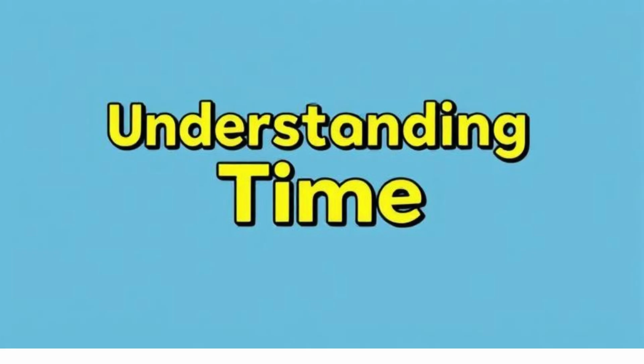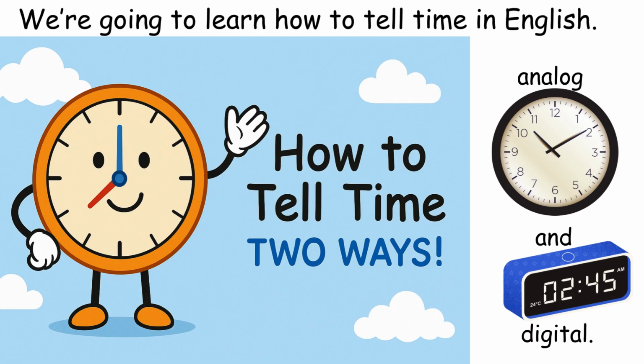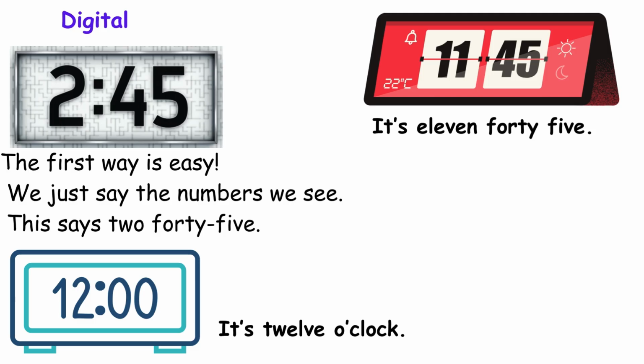Understanding time. We're going to learn how to tell time in English. There are two ways to go about it: analog and digital. Digital is the first way. It is easy. We just say the numbers we see. This says 2:45. It's 11:45. It's 12 o'clock.